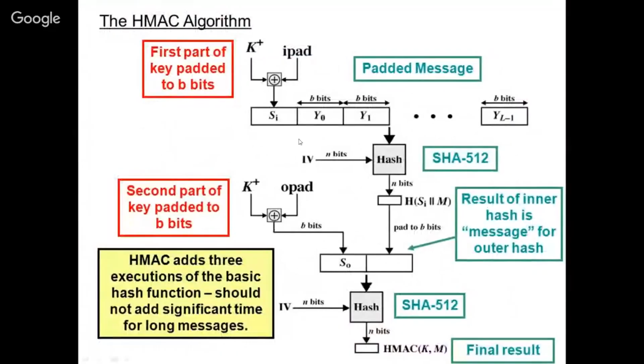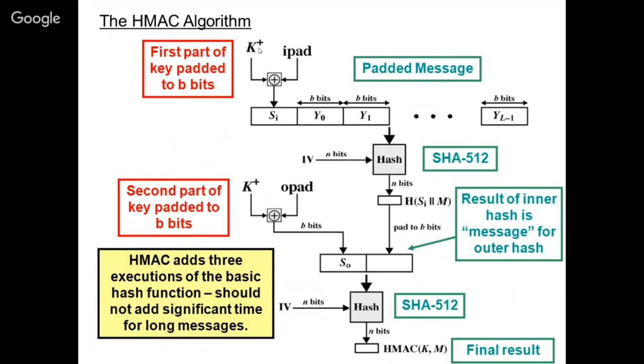The same part has been explained in a flow chart. That is, first you're going to do the XOR operation with the K plus value and the iPad value. So before taking the K plus value, we are going to append zeros to the left hand of the key value to create the B bit string.